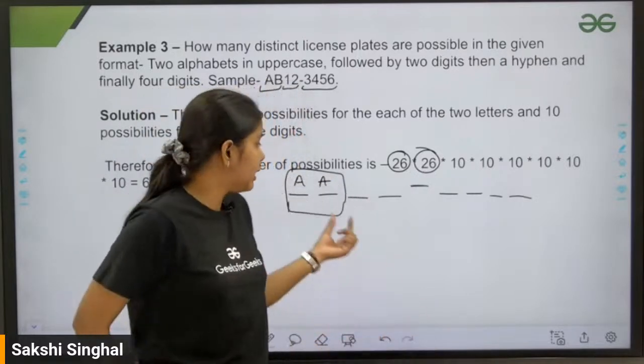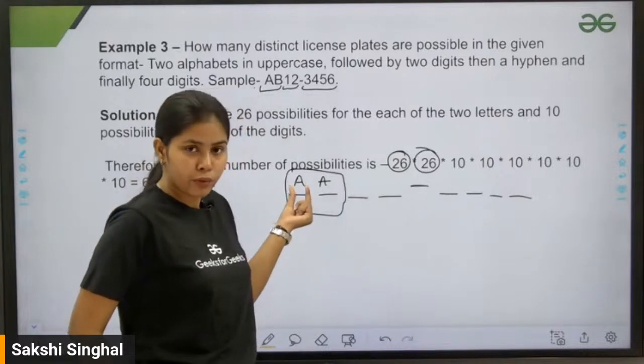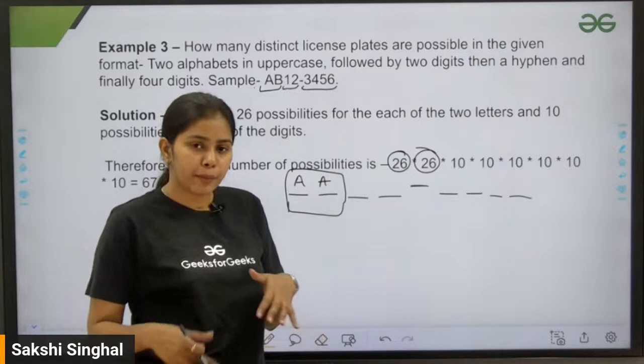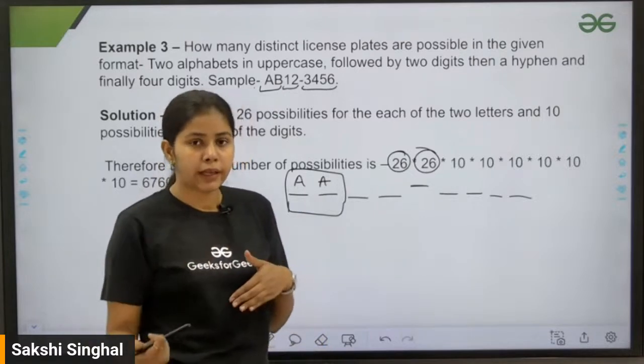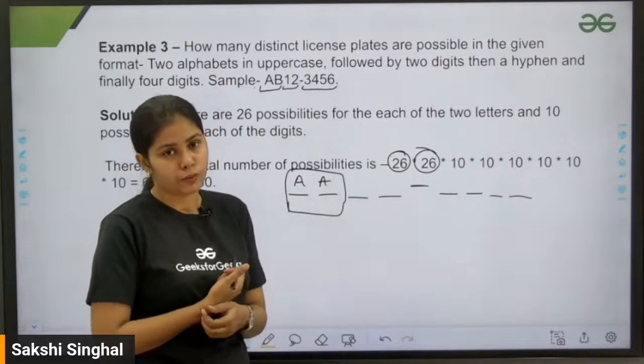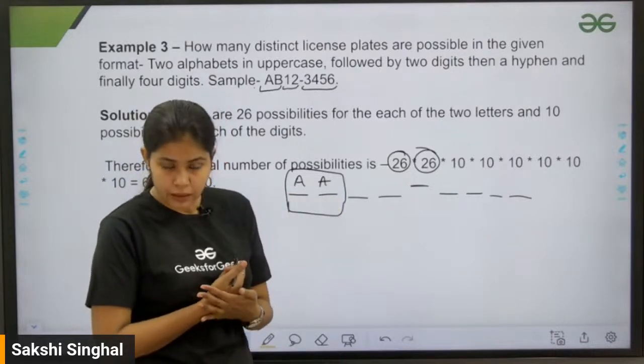because I can use similar letters on both positions, right? It doesn't say that the letter you have used on the first position, you can't use on the second position, because I can use that letter again and again. So that's why we have equal chances for each of the positions, right?